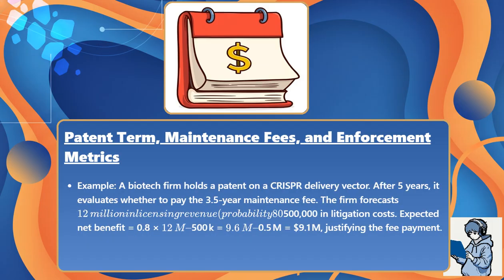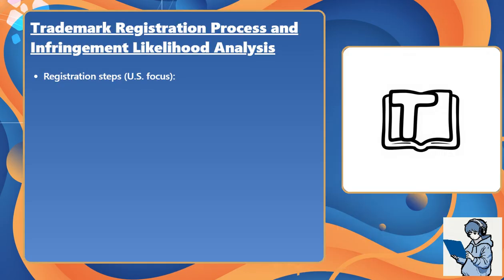Example: a biotech firm holds a patent on a CRISPR delivery vector. After 5 years, it evaluates whether to pay the 3.5-year maintenance fee. The firm forecasts $12 million in licensing revenue, probability 80%, and $500,000 in litigation costs. Expected net benefit equals 0.8 times $12 million minus $500,000, which equals $9.6 million minus $500,000, resulting in $9.1 million, justifying the fee payment.